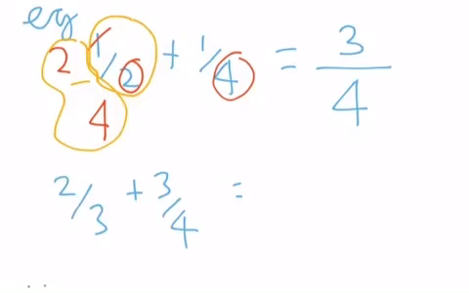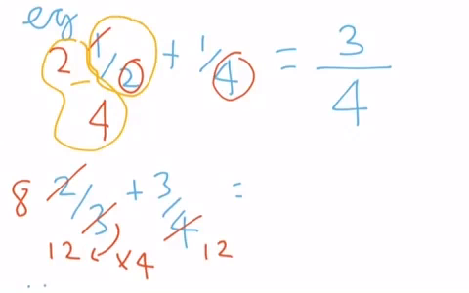So if I make the bottom here 12, and I make the bottom here 12, in the 2/3 fraction, how do I get from 3 to 12? I times by 4. So I now have to do the same thing to the top. So 2 times 4 is 8. In the 3/4 fraction, how do I get from 4 to 12? I times by 3. So I need to do the same thing to the top. So 3 times 3 is 9.